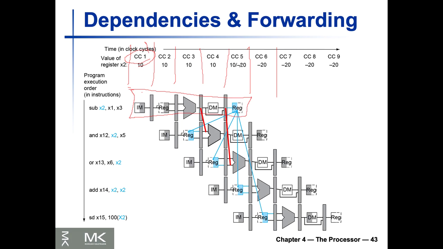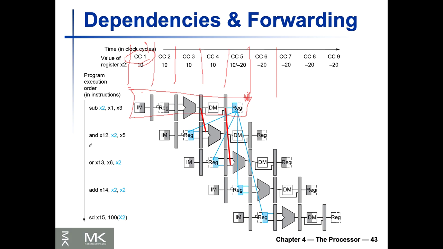The second line here, underneath CC, is the value of X2 at the point of execution on that specific stage of the pipeline. So here it was 10 all along up to the point that it was written back, okay? So the new value would become minus 20 at this point. So you'll understand that without forwarding, only after this point do we have the updated value of minus 20. We can use it later on.